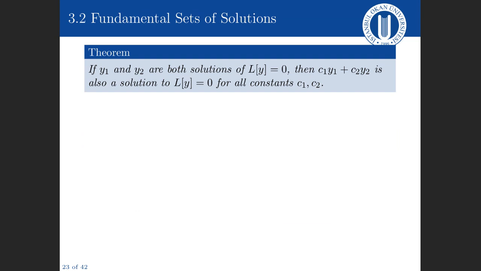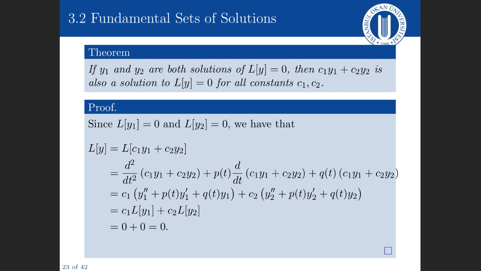Theorem. If y1 and y2 are both solutions of L of y is equal to 0, then every linear combination c1 y1 plus c2 y2 is also a solution of this differential equation, for any constants c1 and c2. This is a straightforward proof. Let me go through this very quickly.